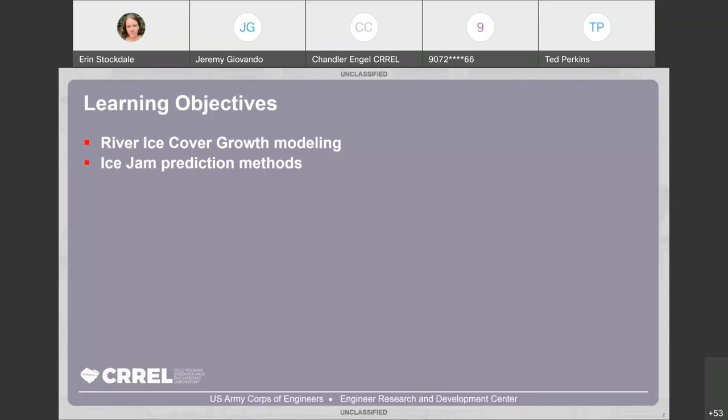So first, we'll talk about river ice growth modeling, focusing on one particular common and relatively simple model for estimating ice thickness. Of course, in order to have an ice jam, you've got to have some ice to start with. So breakup jam severity can be tied to ice thickness. So there's some benefit to being able to predict ice thickness prior to predicting a jam, although that may not always be strictly required.